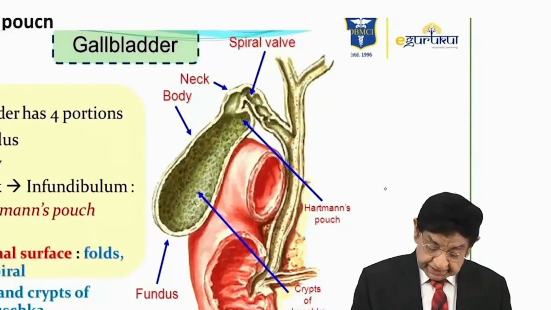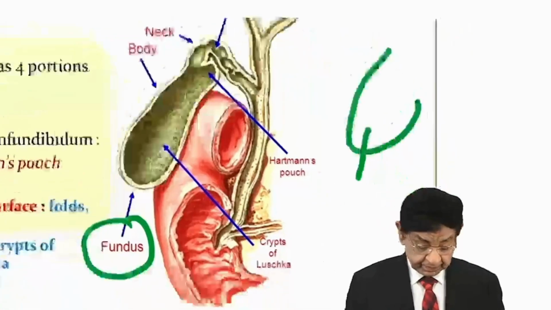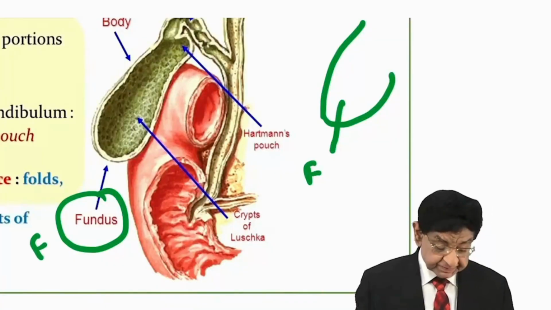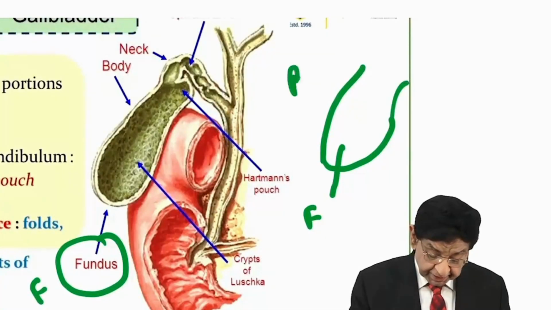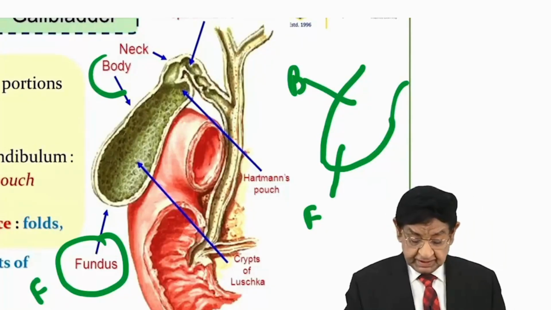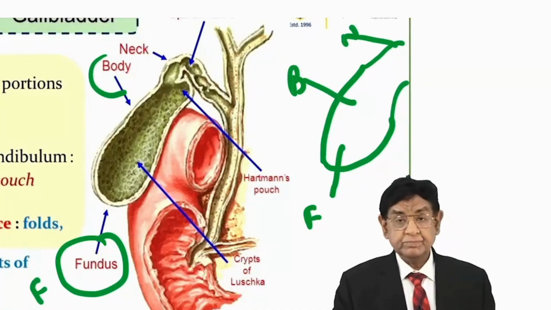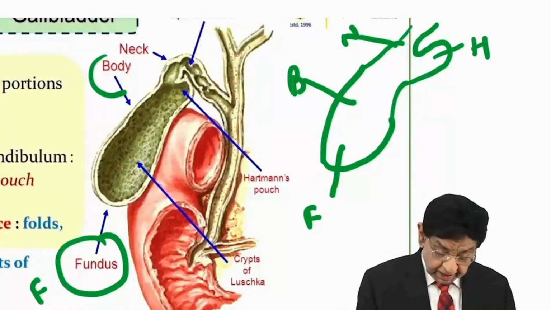This is a lovely photograph of the gallbladder. So here is the fundus of the gallbladder. This is the fundus. And this is the body of the gallbladder. And here is the neck. And there is the Hartmann pouch. This is the Hartmann pouch.